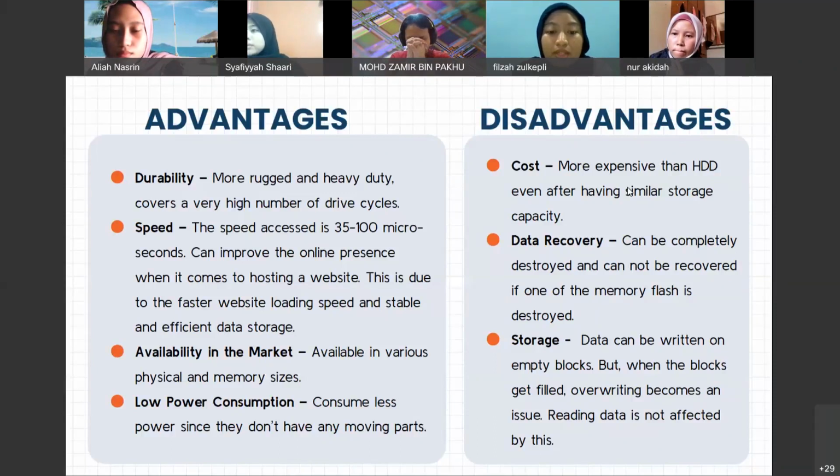Then disadvantages of solid state drive. The disadvantages of solid state drive include, first, cost. SSDs are more expensive than HDDs, even with similar storage capacity.